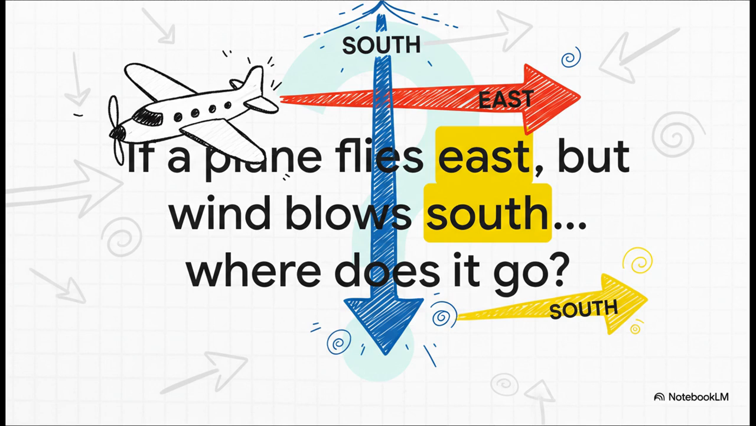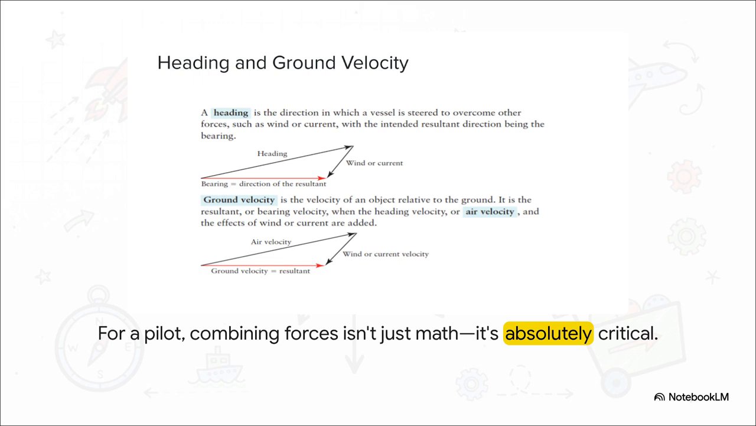Imagine a pilot is pointing their plane due east, engines going full blast. But at the exact same time, there's this strong wind blowing directly south. So where does the plane really go? Does it go east? Does it go south? Or somewhere else entirely? For anyone in that cockpit, figuring this out is absolutely critical.